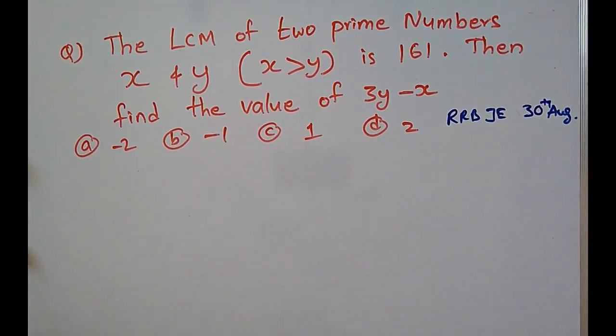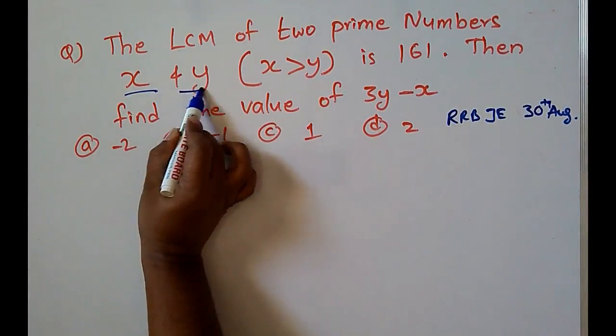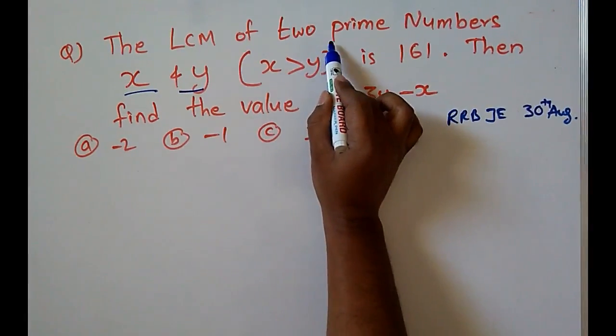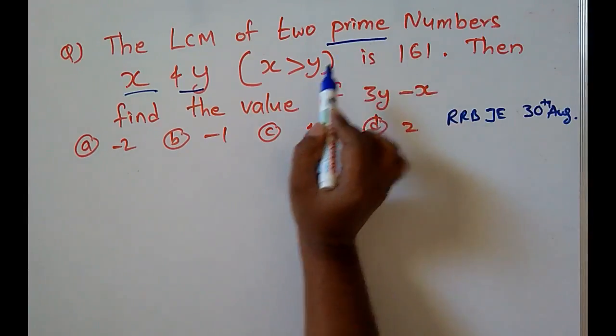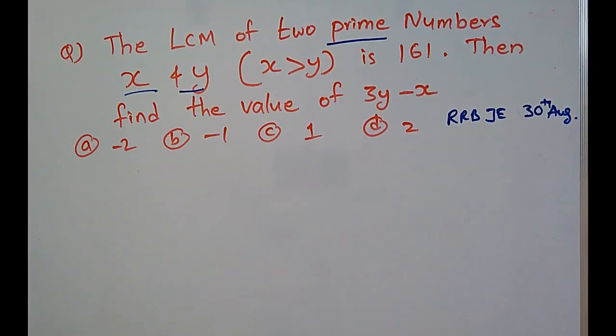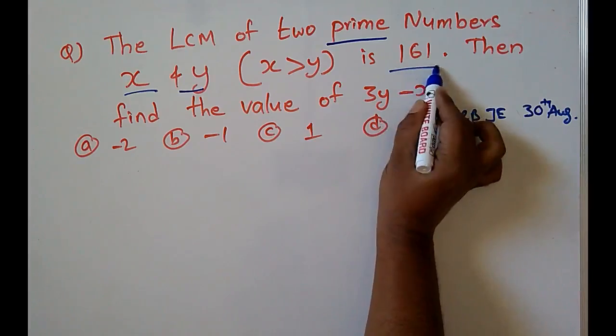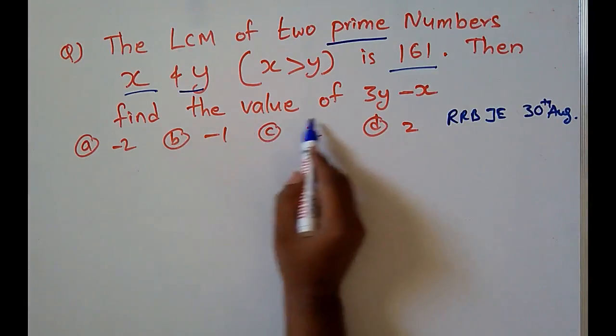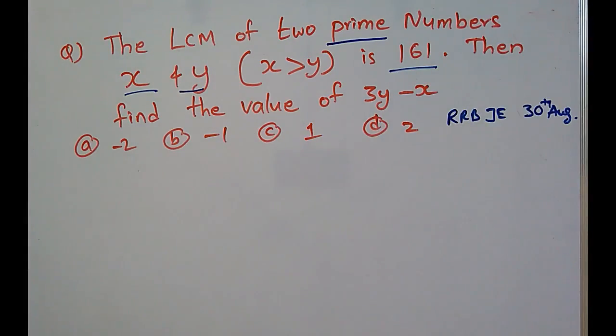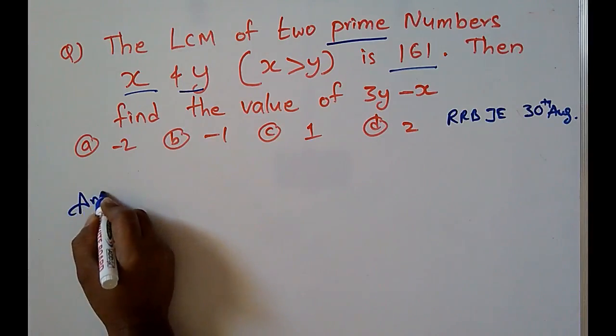Let us see another problem. The LCM of two numbers x and y. What you have to note is that they are two prime numbers. The LCM of two prime numbers is given by 161. Then find the value of 3y minus x.